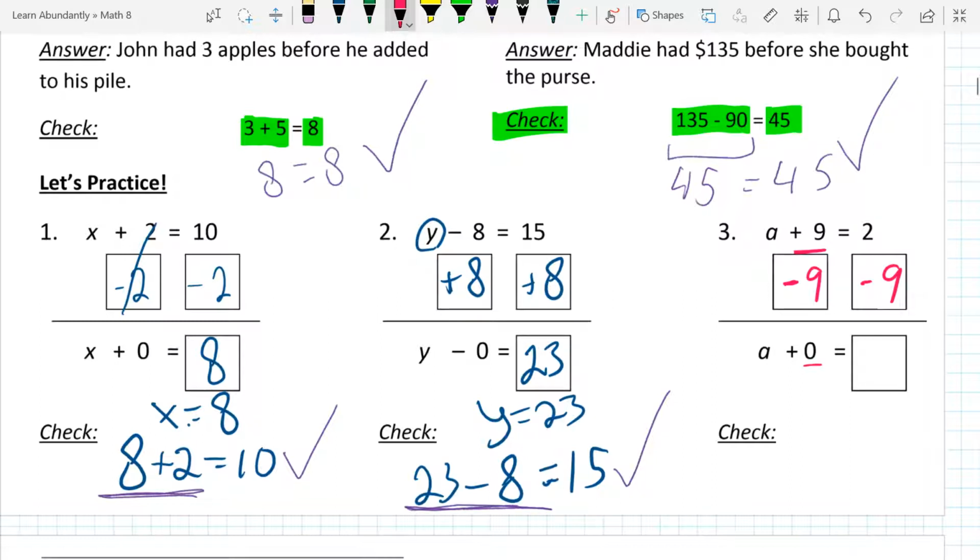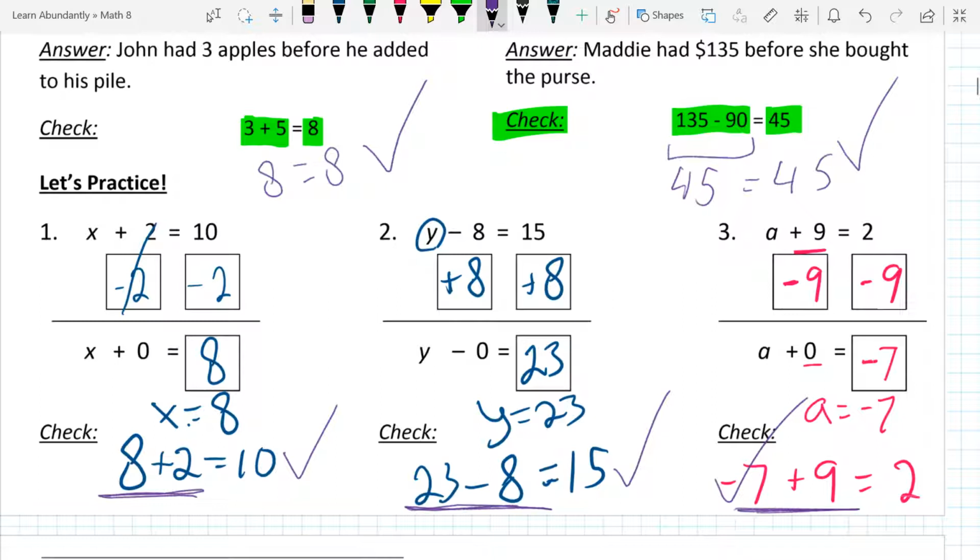On the other side, I end up with 2 minus 9. If I type that in my calculator, I actually get negative 7. So I get A equals negative 7. If I wanted to check my answer, I could plug negative 7 back in, and I get negative 7 plus 9 equals 2. If I type that in my calculator, negative 7 plus 9 gives me 2 equals 2. So it checks out. All right, so that's solving one-step equations using addition and subtraction and doing the inverse operation.